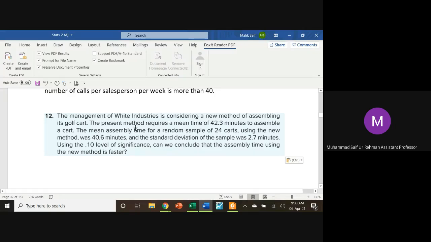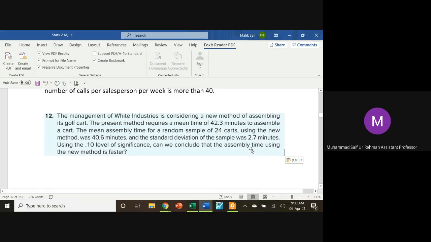The management of White Industries is considering a new method of assembling its golf cart. The present method requires a mean time of 42.3 minutes to assemble a cart. The mean assembly time for a random sample of 24 carts, so this is the sample size, using the new method was 40.6 minutes. Okay, so it means the time has reduced, definitely, for assembling the cart. And the standard deviation of the sample was 2.7 minutes.